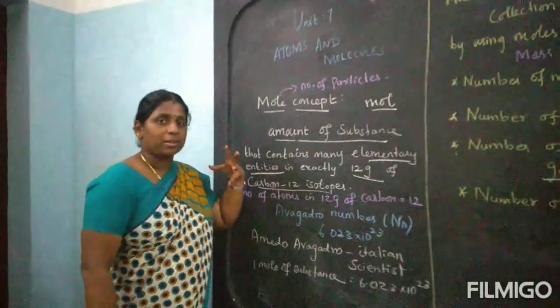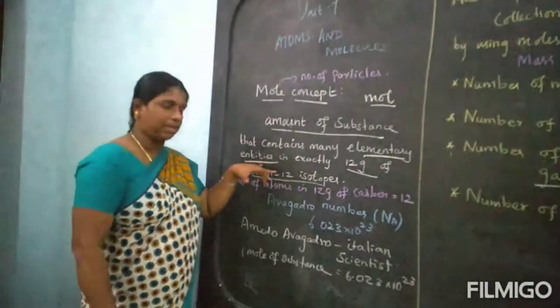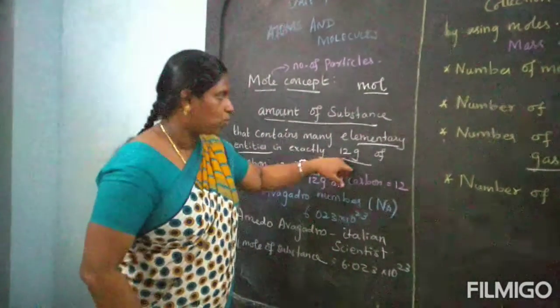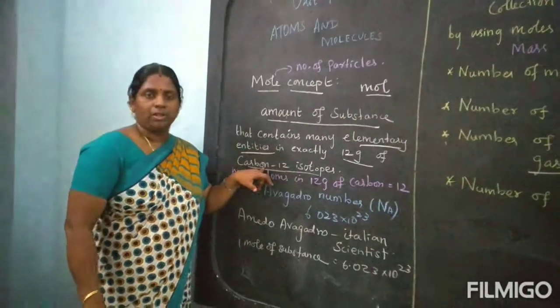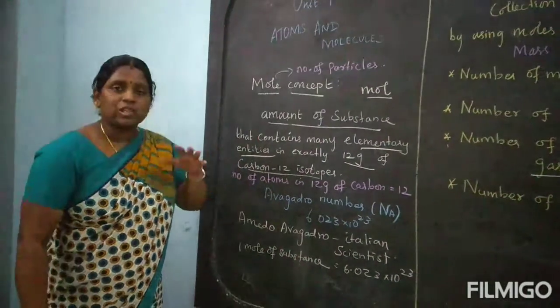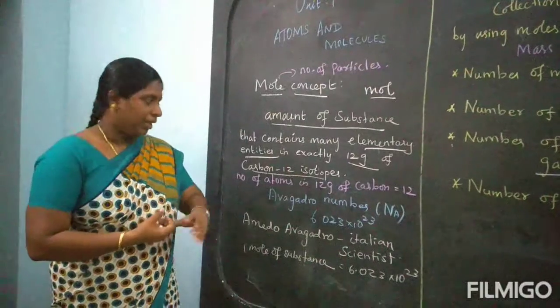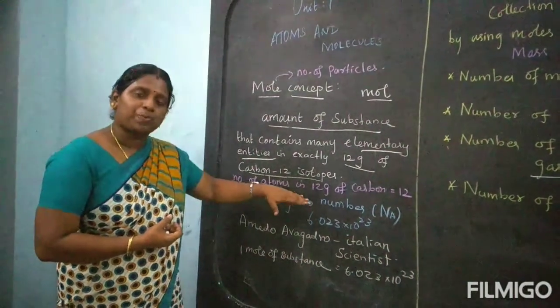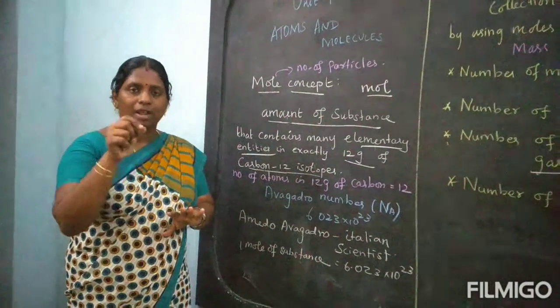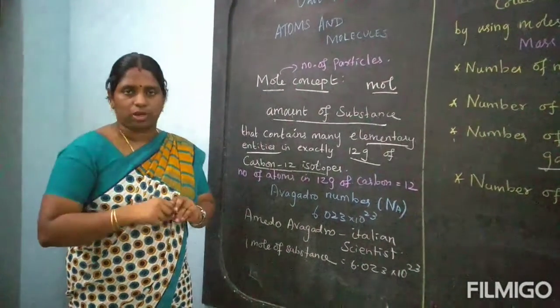So how much substance has to be contained, the elementary particles, atoms or molecules or particles, which is exactly 12 gram of carbon. Why do we compare the 12 gram of carbon? See, we experimentally calculated the number of atoms present in 12 gram of carbon.